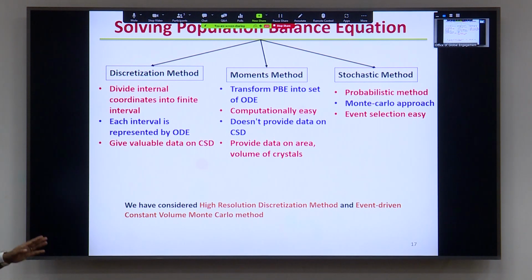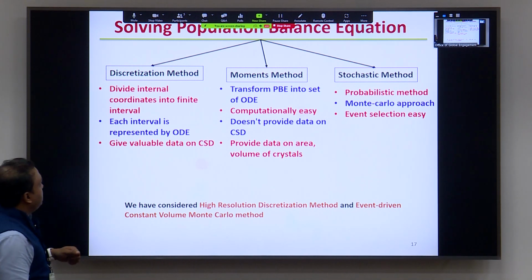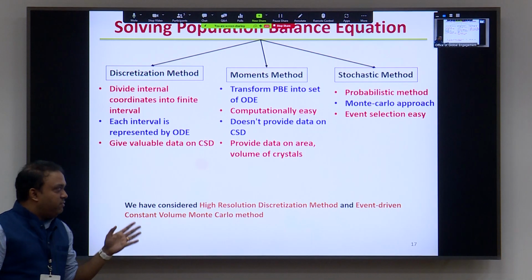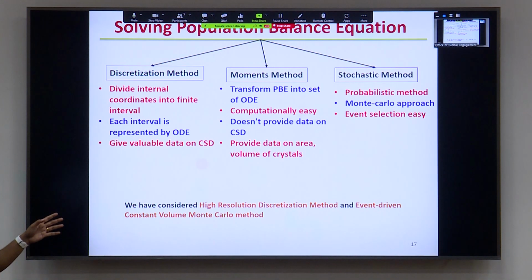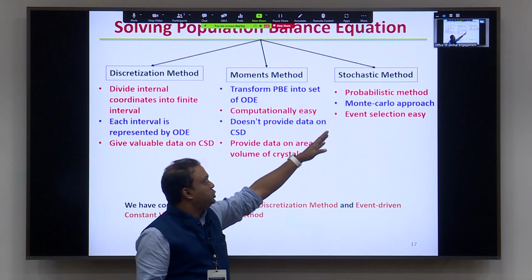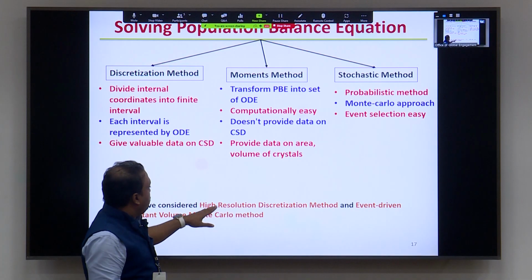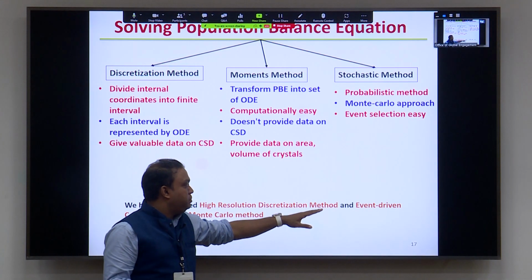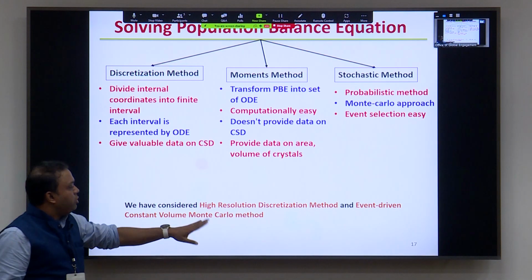Now, for solving a population balance equation, we have generally three methods: discretization, moments, or stochastic method. Each has its advantages and disadvantages, which I will not go into in detail. So for our case, we will be using the discretization method and the stochastic method. We will be using the high resolution discretization method and the event driven constant volume Monte Carlo method.